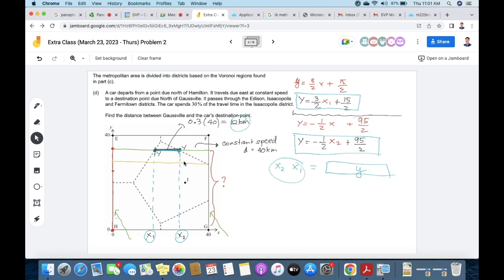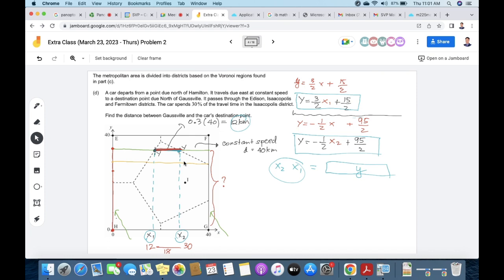Well, let me give you an example for you to visualize. What if x sub 2 is 30? X sub 1 is, let's say, 12. How far is x sub 1 from x sub 2? Very good, 18. How do you solve for 18? 30 minus 12, very good. This distance is 18.